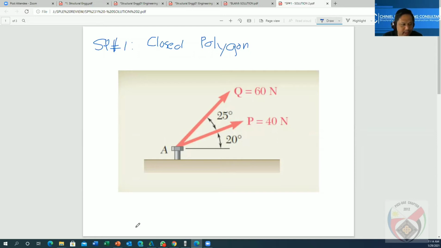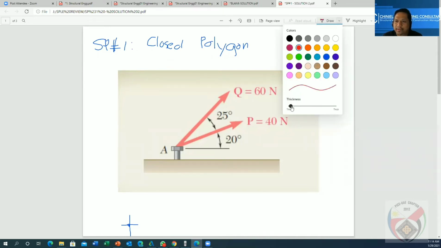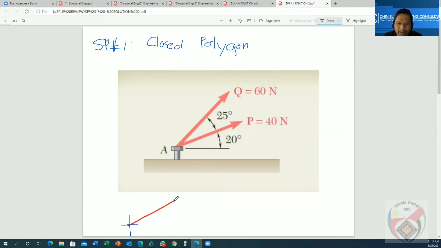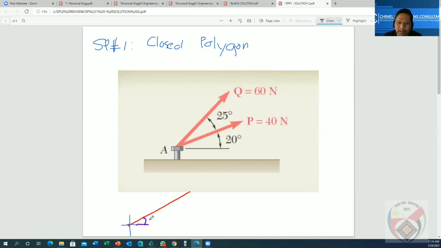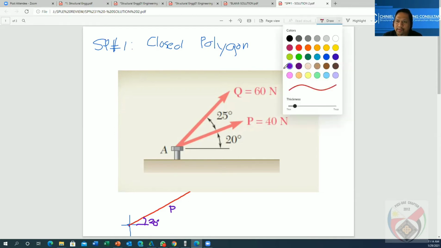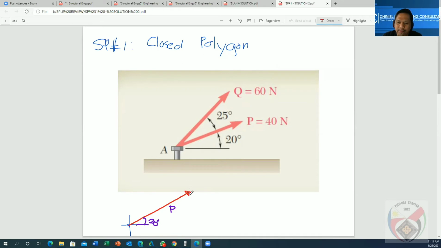So ang technique ko dyan, di ko alam sa iba, para mas madali, gagawa ako ng ganyan. This is my reference point. Tapos, so I will plot P. So P is 20 degrees from x-axis, di ba? So P is ganyan. This is 20 degrees, di ba? Tama ba ako, guys? Opo. So this is P. Tapos, lagyan natin yan ng arrow. So, yan yung direction ng P.